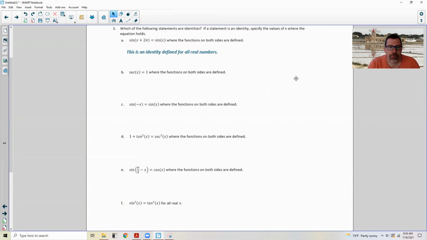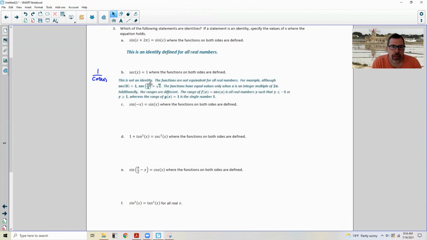Part B, secant of x equals 1. Do you remember what secant x is? What is secant? Secant is the inverse of cosine. Secant is 1 over cosine. So cosine cannot be 0. So we would say this is not an identity. The functions are not equivalent for all real numbers.